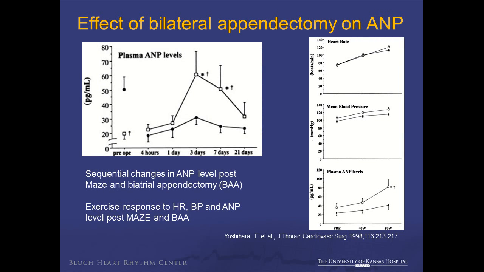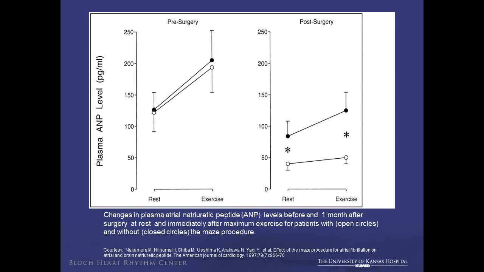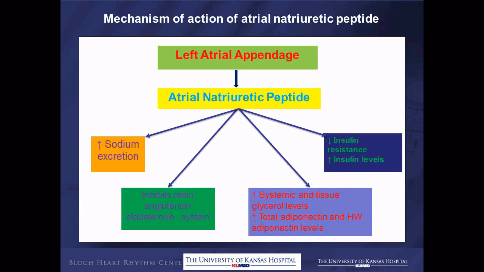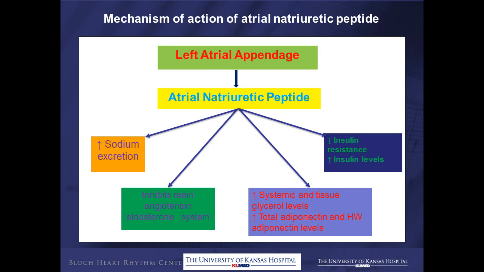Again, this graph clearly shows that in people who had appendectomy, their ANP levels significantly decreased over a period of time, and obviously their mean blood pressures are also slightly lower, and this is just a reflection of the sequential change in the ANP levels. And their response to exercise, the release of ANP levels with exercise, seems to be attenuated when their appendage is ligated. So atrial natriuretic peptide plays a very important role in sodium excretion.